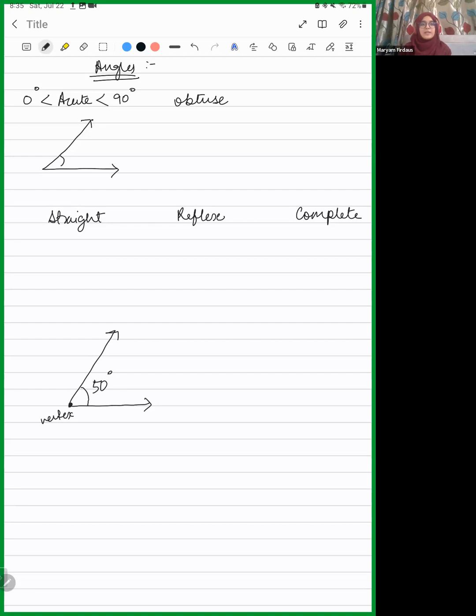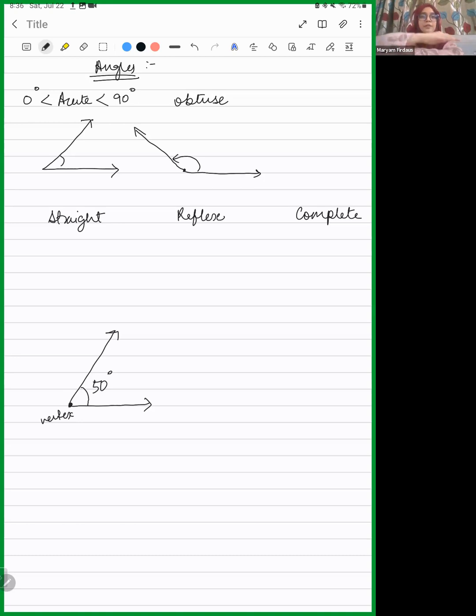Now, obtuse angle. Yes, someone was saying something. Obtuse angle, you can say. It's okay, both of you are saying the same thing. I got it. Obtuse angle is one which is more than 90 degrees. So if this is the vertex, this angle is more than 90 degrees.